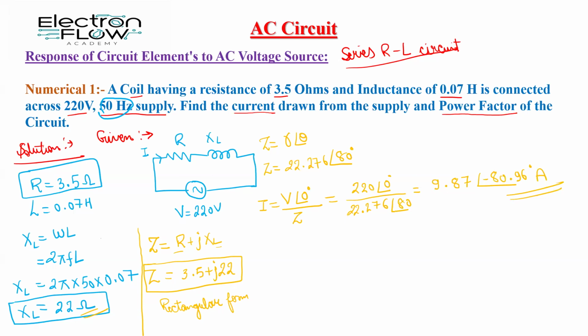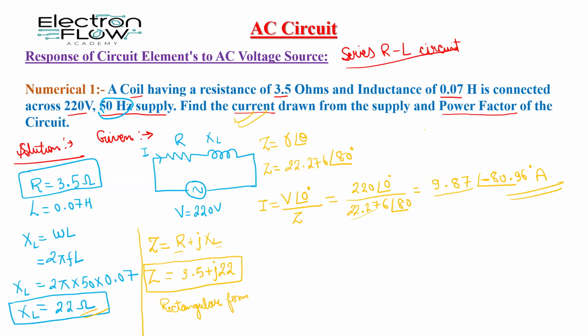While dividing two polar quantities, the angles get subtracted. From the numerator angle we have to subtract the denominator angle. Here we have 0 degree, so the angle will be 0 minus 80 degree, and that's why we have the value of minus 80 degree. And the ratio of 220 divided by 22.276 is equal to 9.87. So here we have calculated the value of the current as asked in the question.